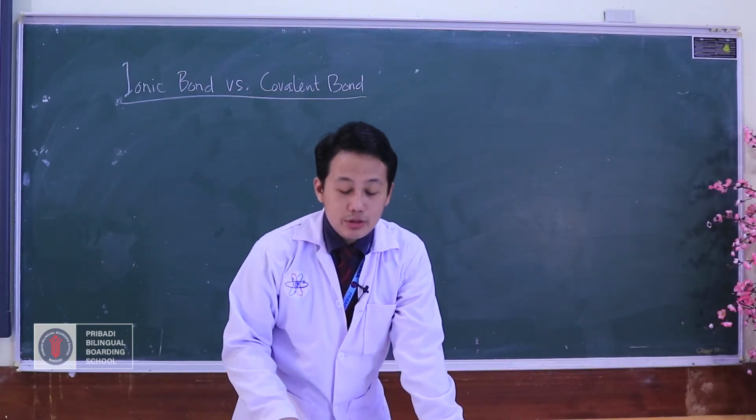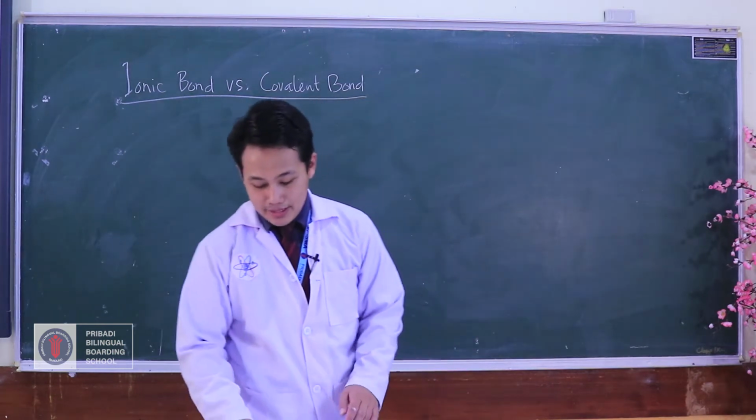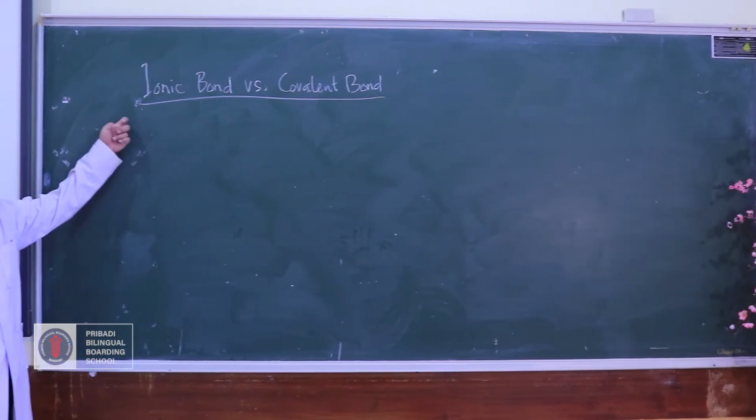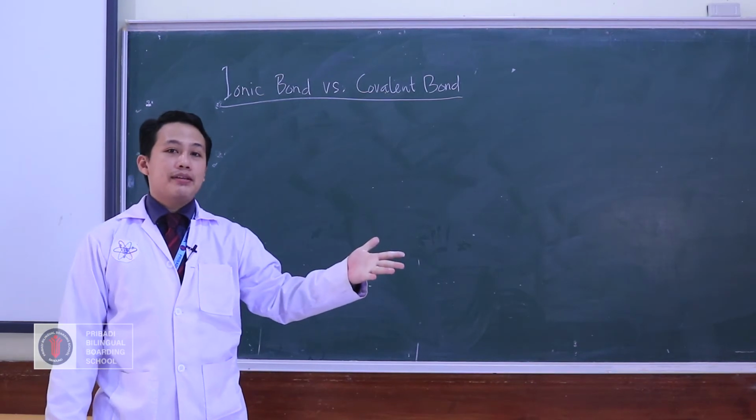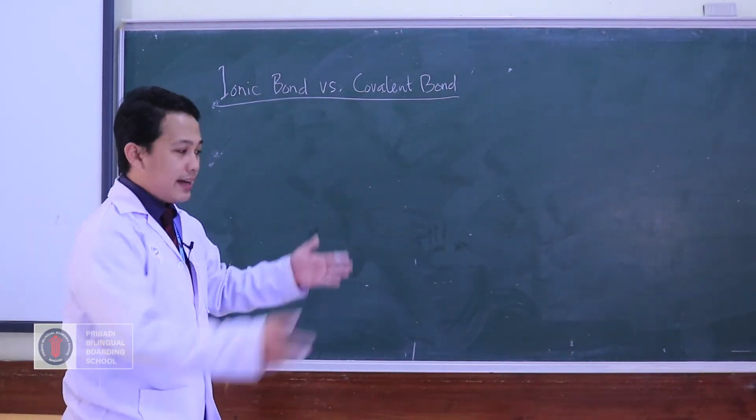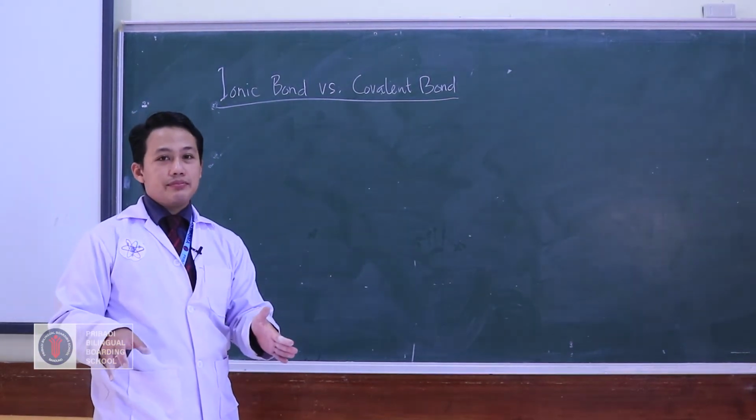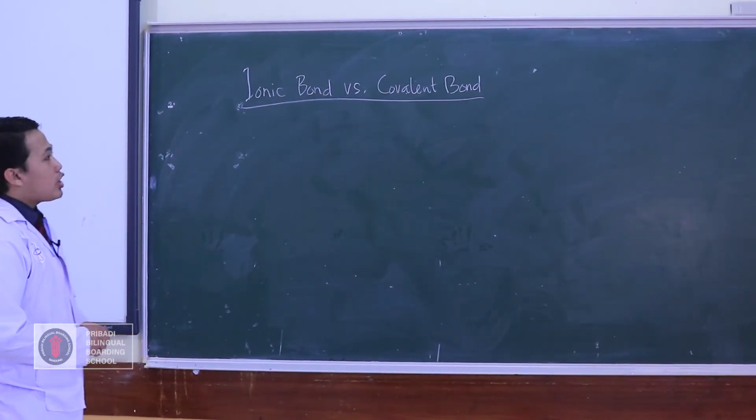So today we are going to continue our discussion about chemistry class, of course. Here we will try to discover the difference between ionic bond and covalent bond, so that after this class you will understand, yeah, this is ionic bond, this is covalent bond, the difference between them. Okay, so here we go. Ionic bond and covalent bond.